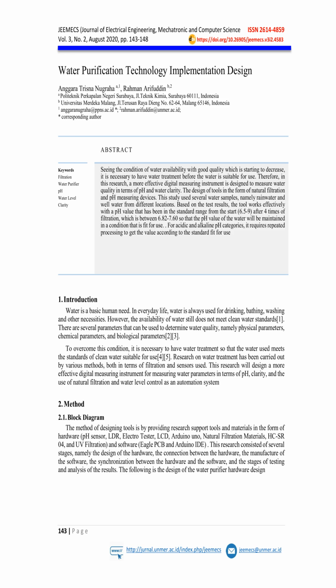This study used several water samples, namely rainwater and well water from different locations. Based on the test results, the tool works effectively with a pH value that has been in the standard range from the start, 6.5-9, after 4 times of filtration, which is between 6.82 to 7.60, so that the pH value of the water will be maintained in a condition that is fit for use. For acidic and alkaline pH categories, it requires repeated processing to get the value according to the standard fit for use.